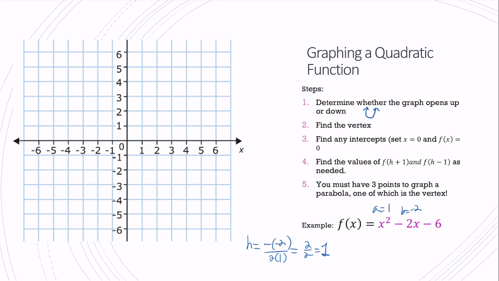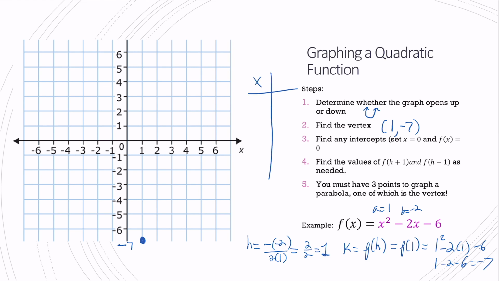To find my k, I need to find f of h. f of h is going to be f of 1. So I've got 1 squared minus 2 times 1 minus 6. 1 minus 2 minus 6 is negative 7. So my vertex is when h is 1, so when my x is 1, y is negative 7. So this is going to be my vertex. When h is 1, y is negative 7.